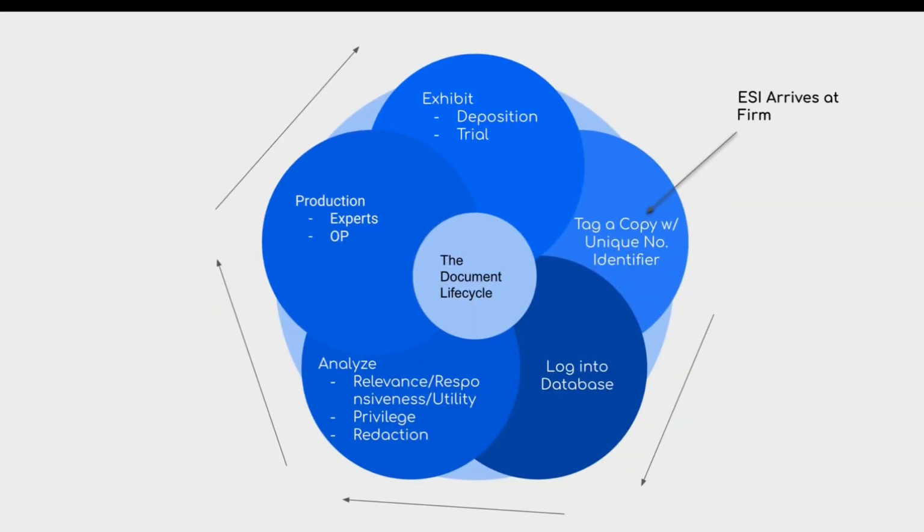into our law firm. The document lifecycle begins with ESI arriving at the firm in whatever form it arrives. But let's just take it from the client. The client sends you a bunch of evidence. Immediately, that information needs to be tagged with a unique number identifier, a Bates label.